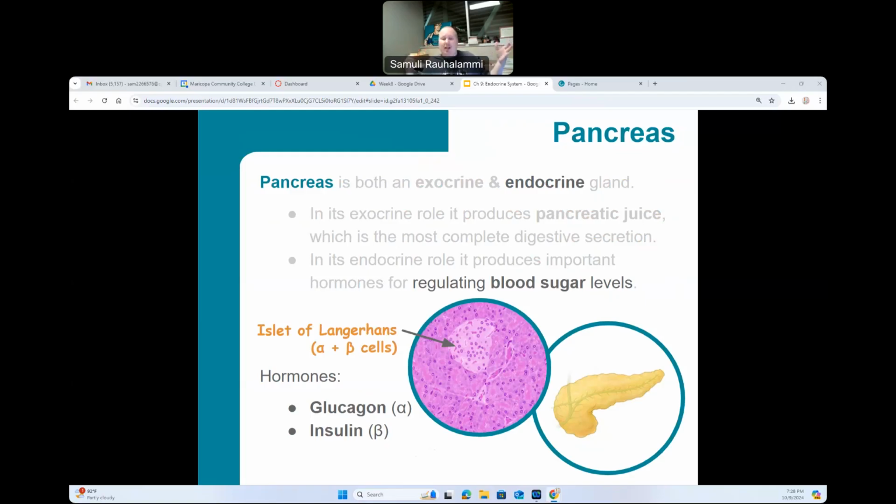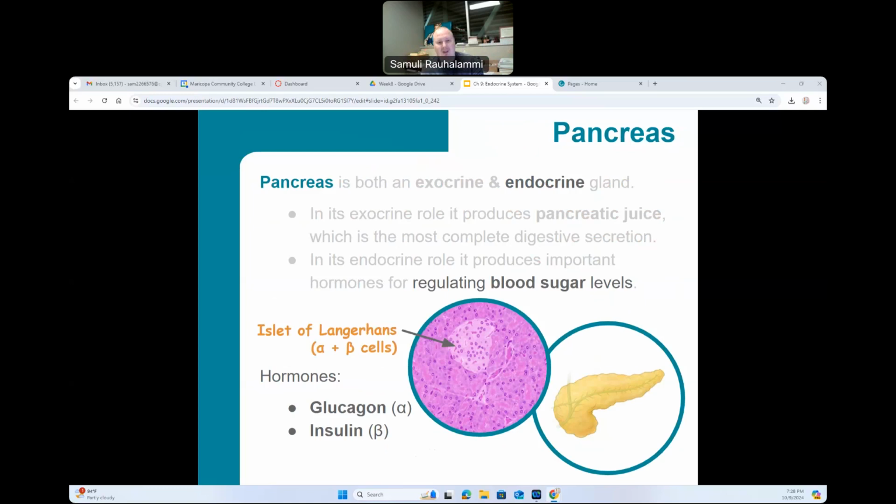Whereas glucagon does kind of the opposite. It's secreted from alpha cells and it's stimulated by hypoglycemia, so having too little blood sugar. And here glycogen is broken down to glucose in the liver. So we're really releasing sugar for the body.